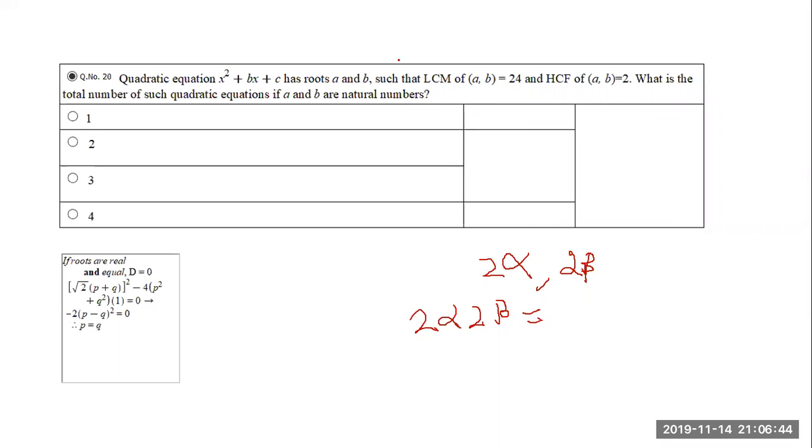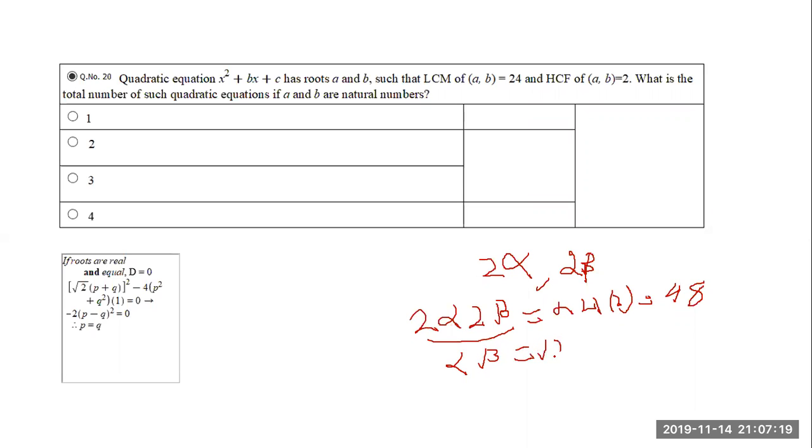2 alpha and 2 beta should be 24 into 40, the product. Four times 2. Okay. The product of the numbers is the product of HCF and LCM. That's all. Simple. Right? The product of these two numbers is the product of LCM and HCF. 2 alpha, 2 beta. Therefore, alpha beta should be 12.